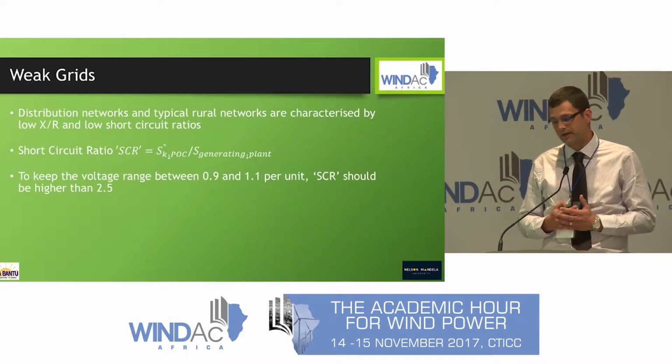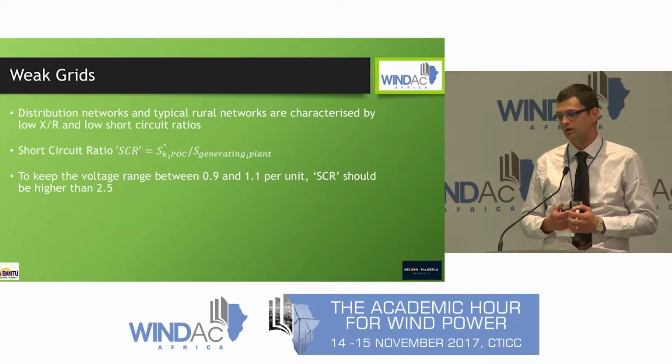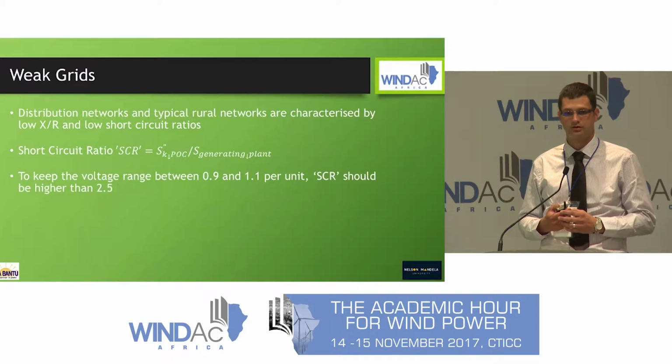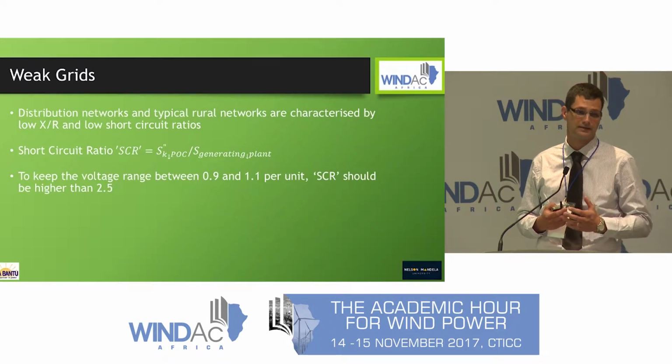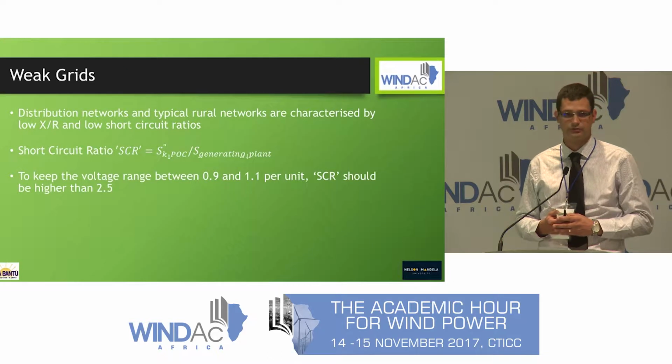Just giving a brief background on some of the things discussed throughout the presentation. Weak grids, what do we consider a weak grid? Distribution networks and typical rural networks are usually characterized by a low X/R ratio and a low short circuit ratio. The short circuit ratio is the short circuit power available at the point of connection divided by the generating plant. Previous research suggests that to keep the voltage range between 0.9 and 1.1 per unit, the short circuit ratio should be higher than 2.5.